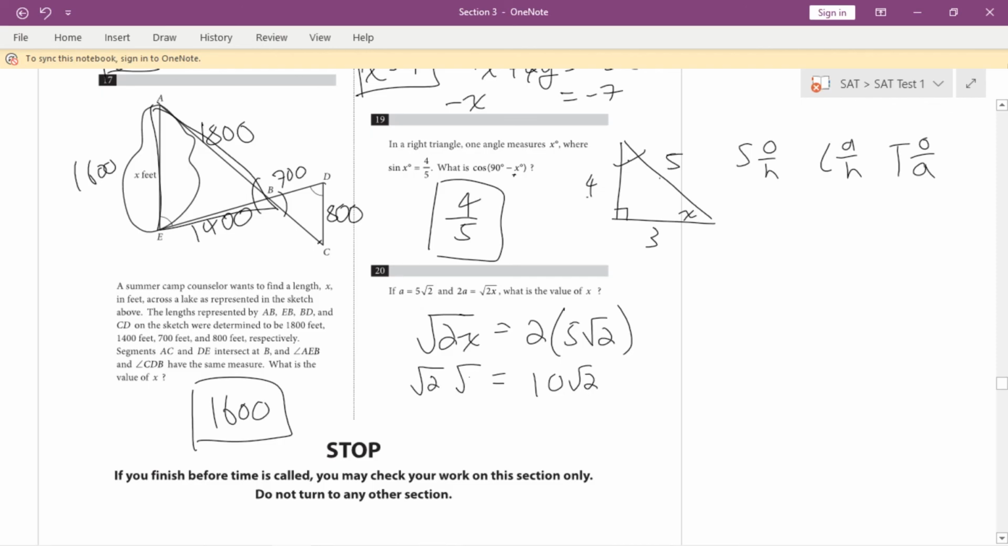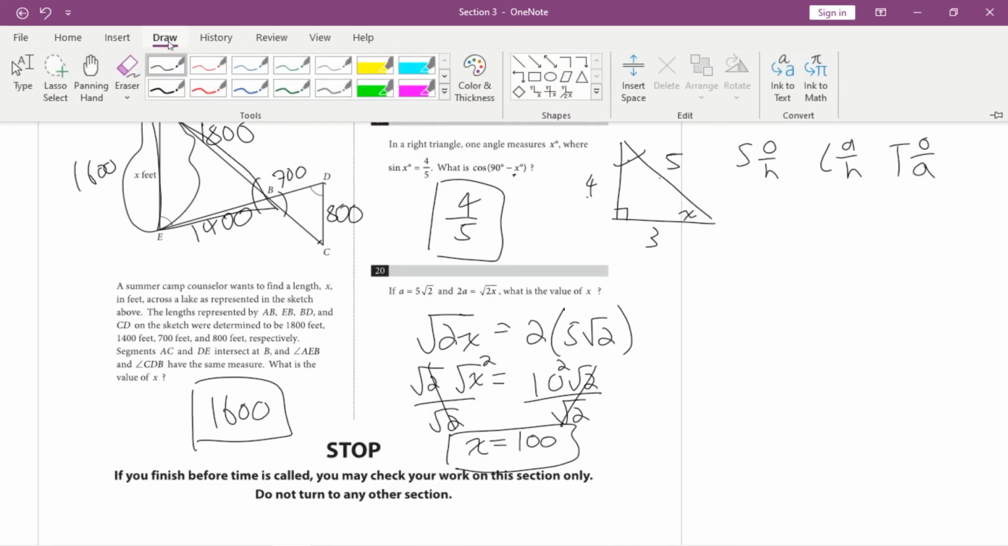Divide both sides by radical 2. I get radical x is equal to 10. Well, if radical x is equal to 10, then regular x is going to equal 100. And that's all there is to it.